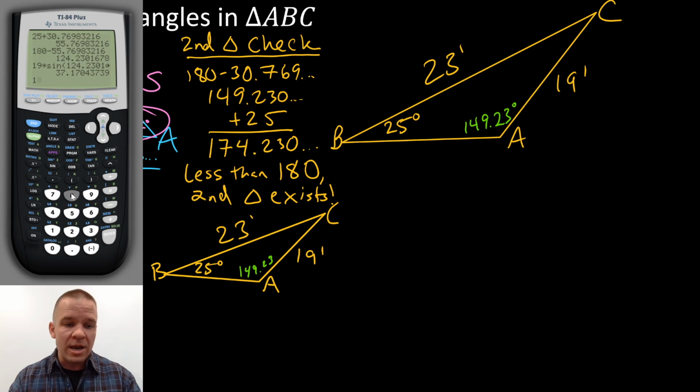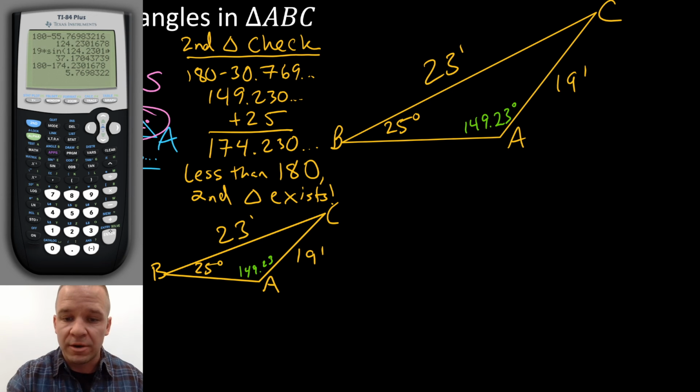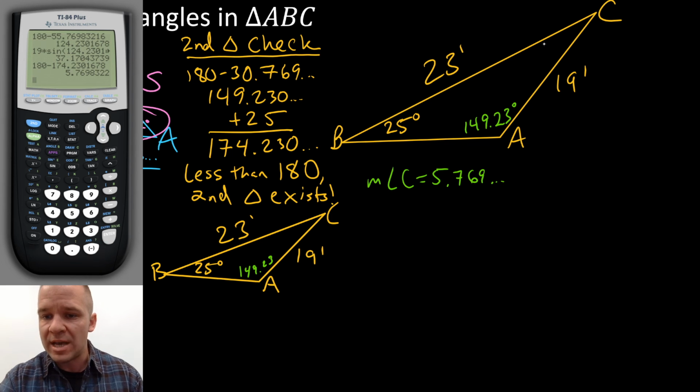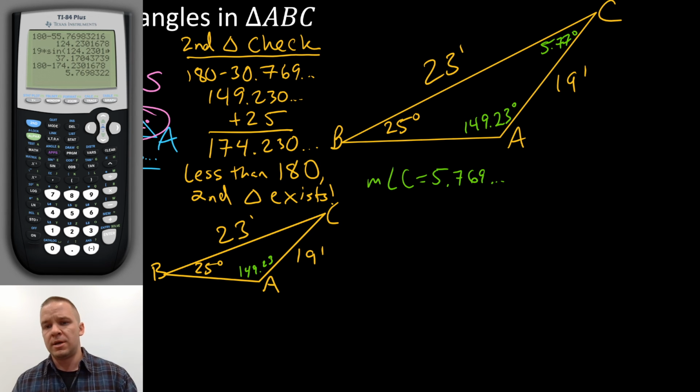So I would have 180 minus, and then if I arrow up, we already added together the 25 and the 149 when we were doing our second triangle check, right? It's that 174 right there. Let me just show you the work. Boom, there we have the 149.23 plus 25. That's 174. So I'm just going to use that right here. Hit enter. It copies it down, and I've got 5.769. So angle C, 5.769 and change. So we'll put 5.77 degrees. Boom, there we go. Awesome. Perfect. So I've got my angles.